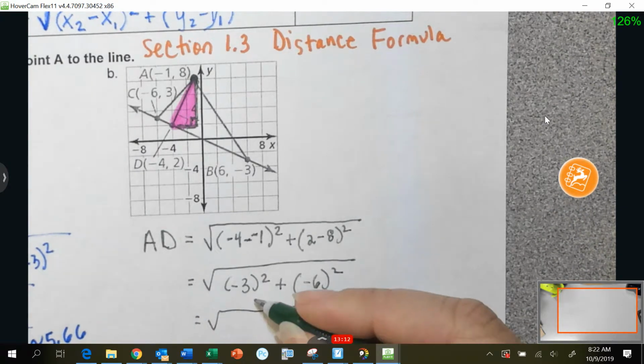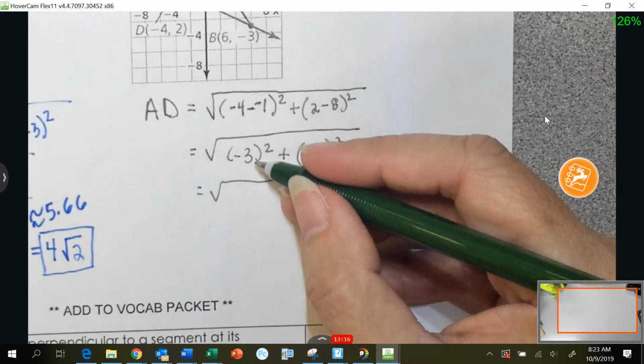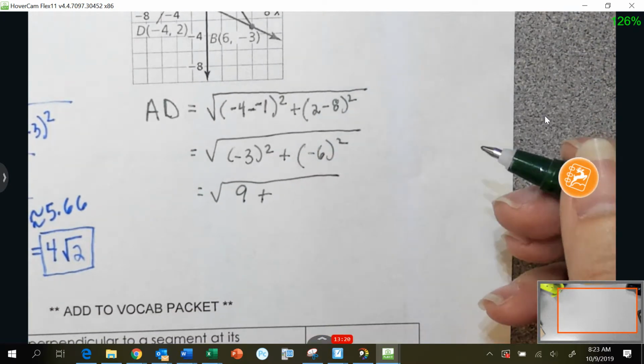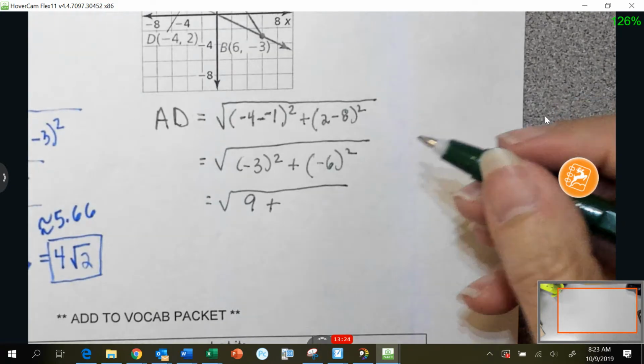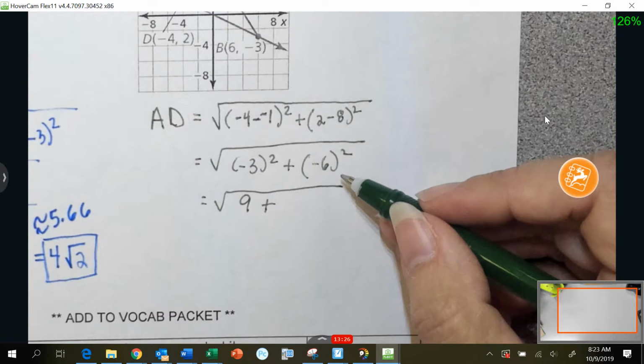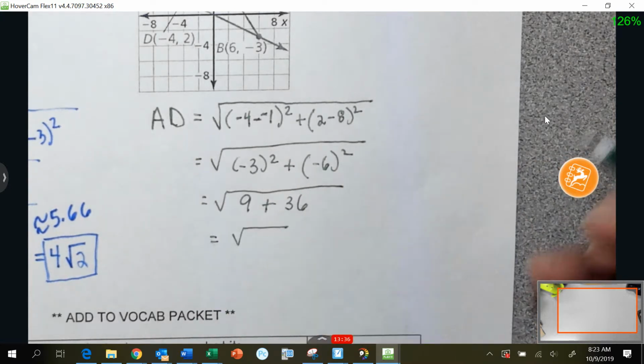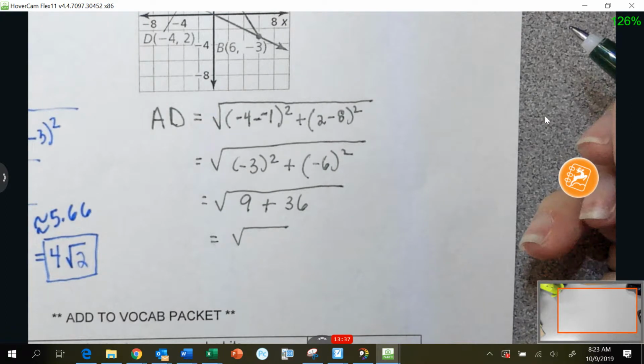So when we square -3, that means -3 times -3. Maggie, what do I get? 9. Did you say it can't be negative? Okay. I just couldn't hear what you said. That is correct. And then, Denise, what's -6 squared? Yep, 36. Now we're going to add together 9 plus 36. And Raylan, 9 plus 6.